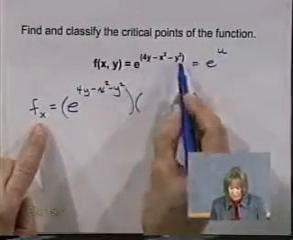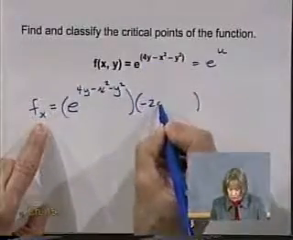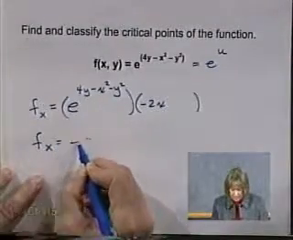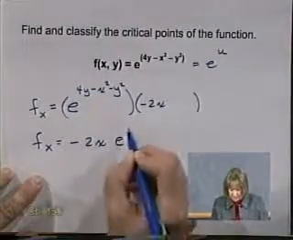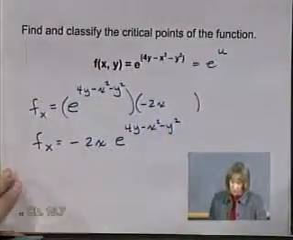Now we're differentiating with respect to x, so the derivative of 4y is 0, the derivative of minus x squared is minus 2x, the derivative of y squared is 0. So my partial with respect to x is minus 2x times e to the 4y minus x squared minus y squared.